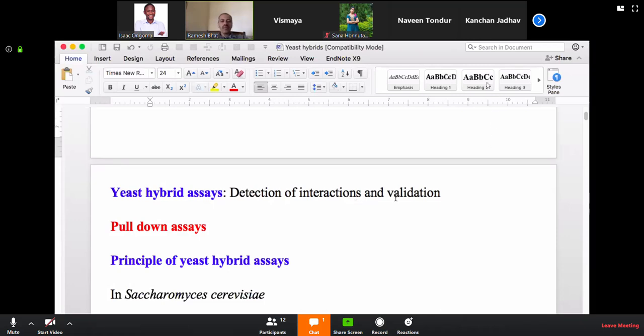proteins or the DNA, then you can also go for validation, whether it is true or not. So both these things can be achieved using yeast hybrid assays. And there is one more related technique, which is called the pull-down assay. You can read something about pull-down assay also. But mostly, nowadays, people use yeast hybrid assays for studying these interactions.